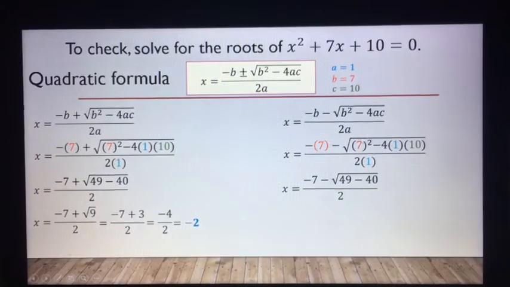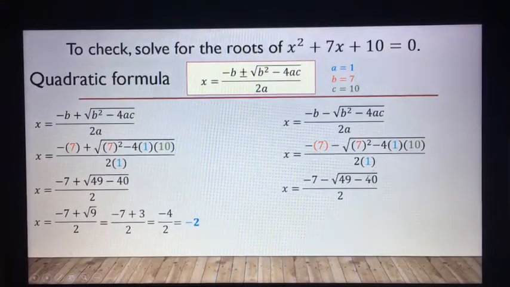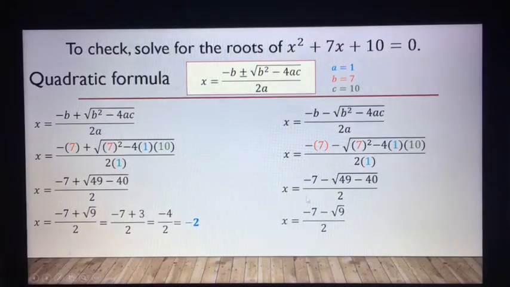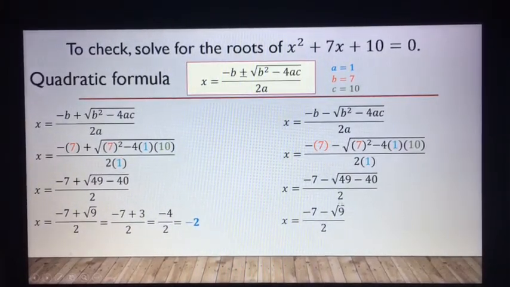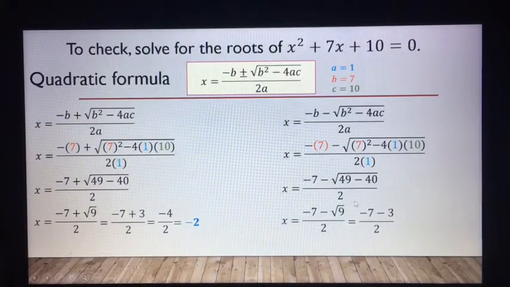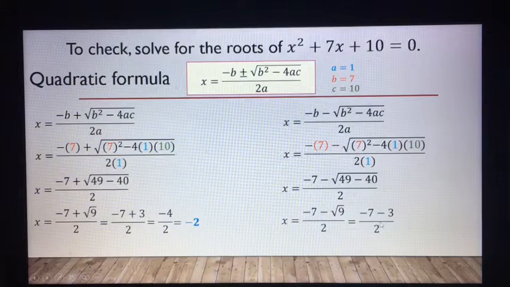7 squared, or 7 times 7, is 49, minus 4 times 1 times 10 is 40, over 2. Copy negative 7 plus or minus the square root of, subtract muna, 49 minus 40 is 9. Then, answer natin, negative 7 minus square root of 9. Square root of 9 is 3. Then, negative 7 minus 3. So, negative 7 minus 3, that is negative 10.